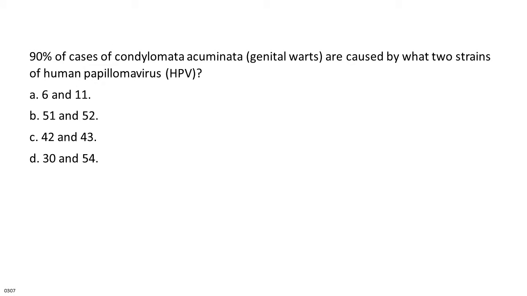90% of cases of Condylomata acuminata, genital warts, are caused by what two strains of human papillomavirus, HPV? A. 6 and 11. B. 51 and 52. C. 42 and 43. D. 30 and 54.